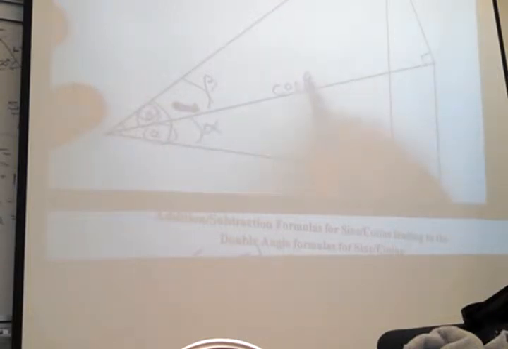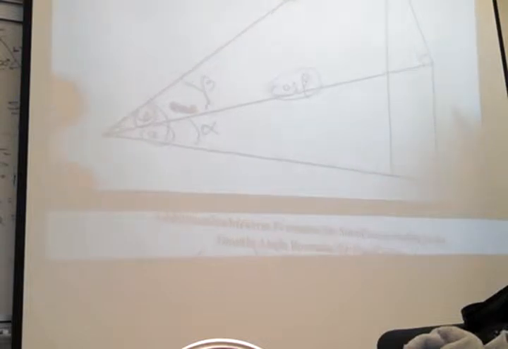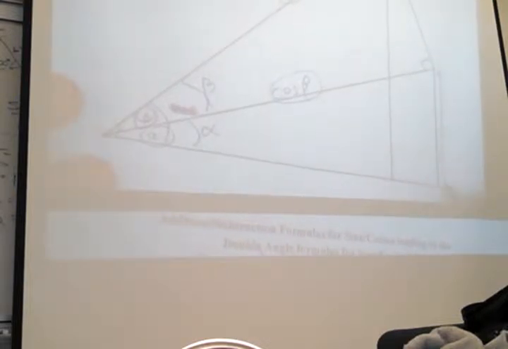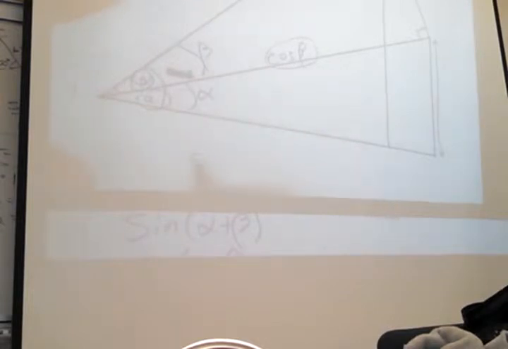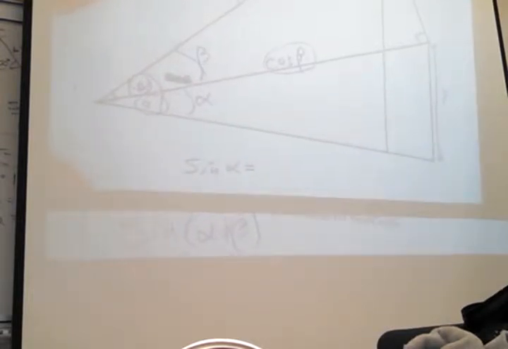Cosine. This hypotenuse is cosine beta. So how long is this? It's sine alpha over cosine beta. So let's see, it would be sine alpha equals, we'll call that y for right now, over cosine beta. Is that cool?